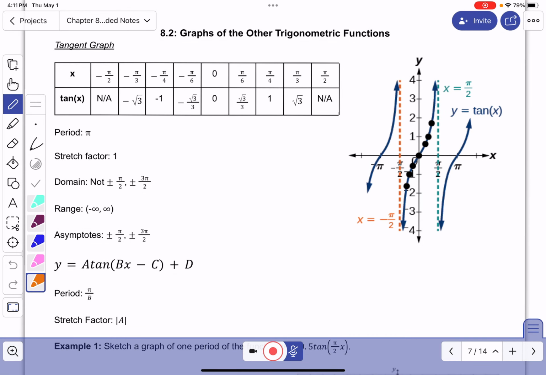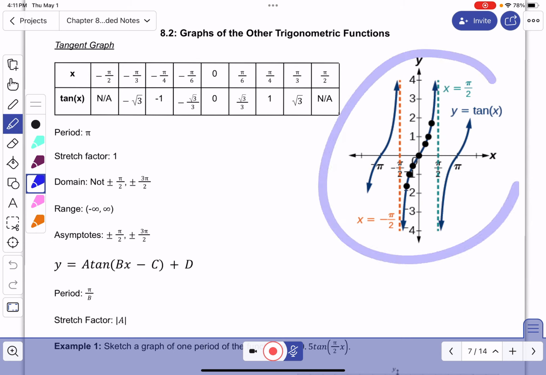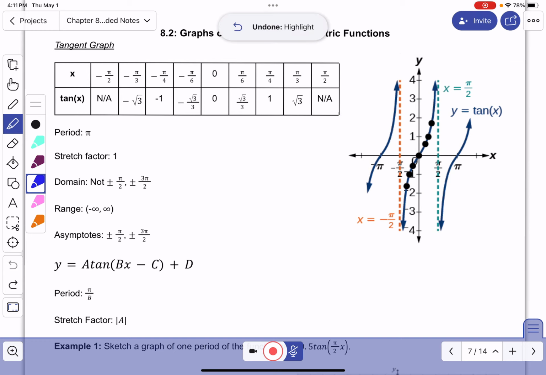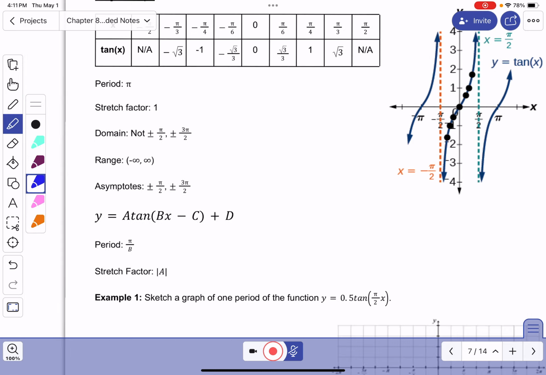All right, so 8.2 is going to look at the other trigonometric functions, so like tangent and then the reciprocal functions. So if we look at this picture here, tangent looks slightly different. It's not continuous. It has multiple pieces. And that's because tangent is sine over cosine, and sometimes cosine equals 0. You can't divide by 0, so that's where we get these asymptotes.